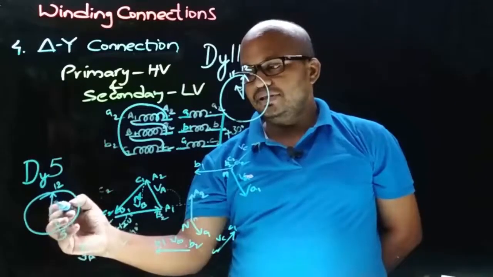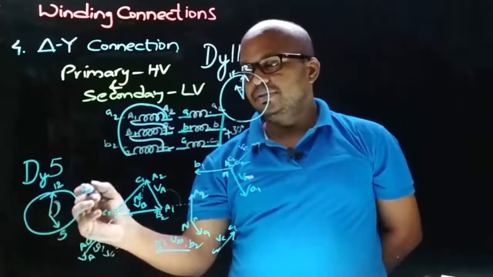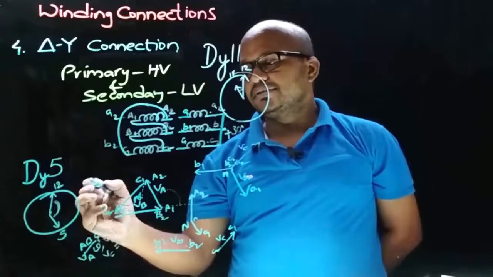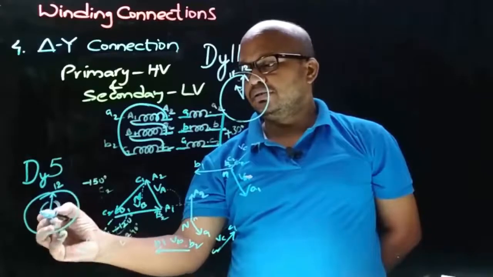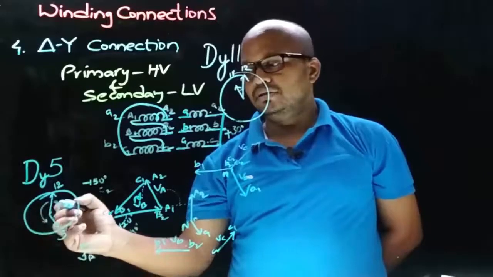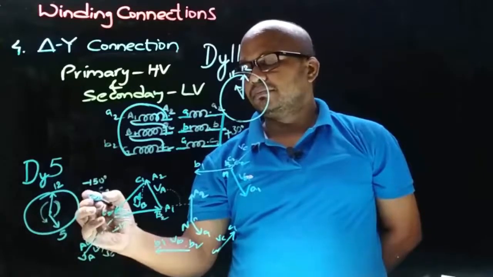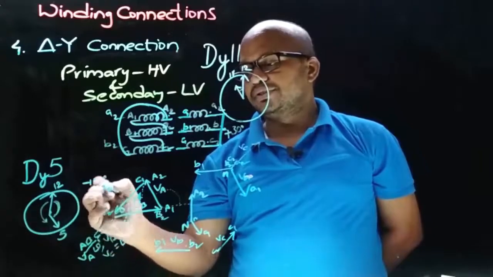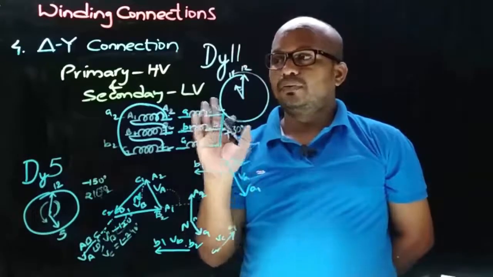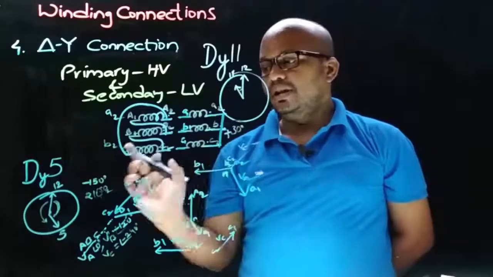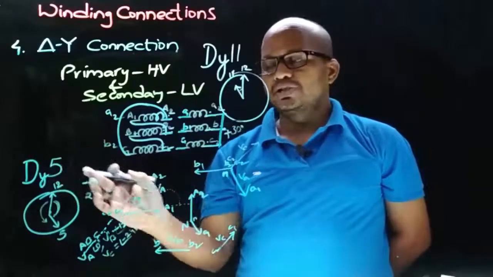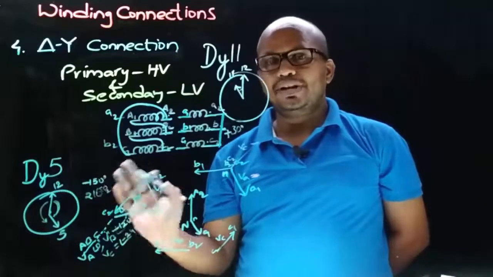And if you measure in anti-clockwise direction, this will be minus 150 degrees, or if you measure in clockwise direction, that will be 210 degrees. Therefore, from the first possible connection we got a phase displacement of plus 30 degrees, and with the second possible connection we got a phase displacement of 210 degrees.